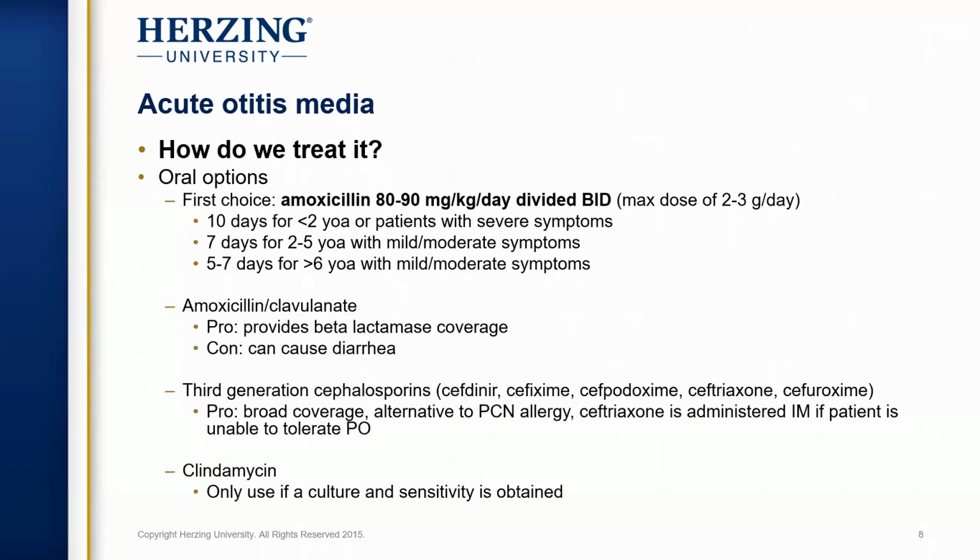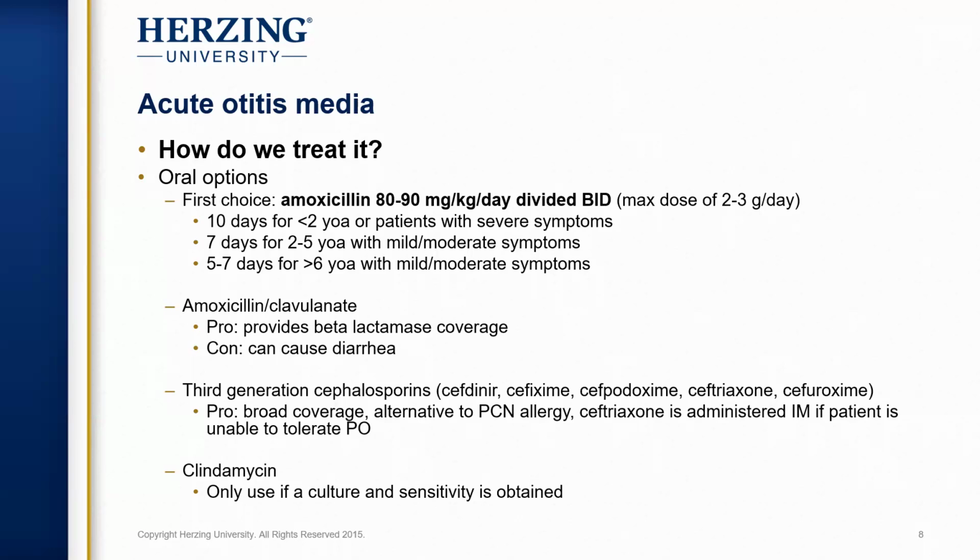All right, so how do we treat it? So you can treat it orally, and then you can also treat it through drops in the ear. Your first choice is going to be amoxicillin. Typical dose is 80 to 90 mg per kg per day, divided BID. And then I have some more specifics listed here. But basically, if they're very young or have very severe symptoms, you can do 10 days of treatment. If they're 2 to 5, mild or moderate symptoms, you can do 7 days. You could do a little bit less if they're over 6.